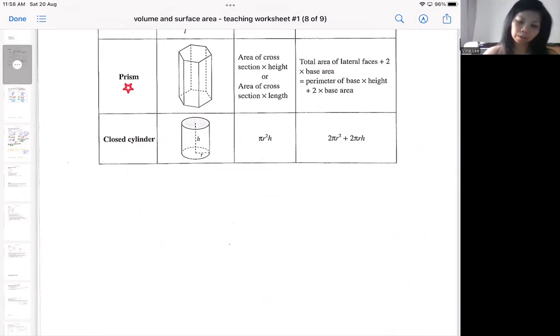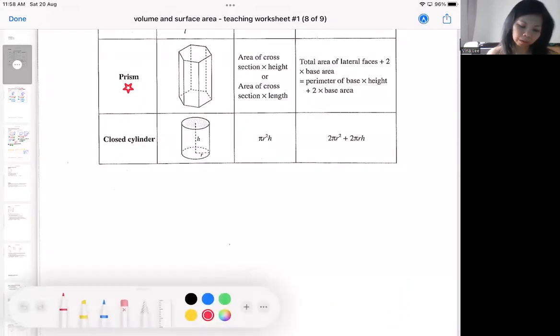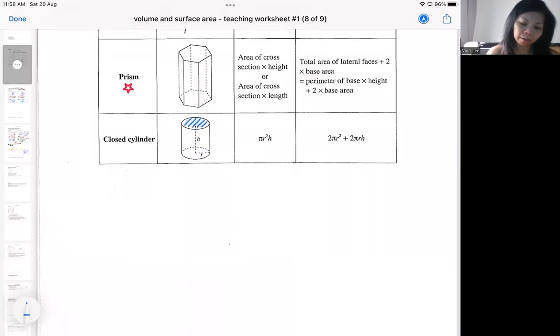Okay, so there are two kinds of cylinder. It can be a closed cylinder or it can be an open cylinder. A closed cylinder will have the top covered and the bottom covered. So that is called a closed cylinder, or sometimes we'll call it a solid cylinder.